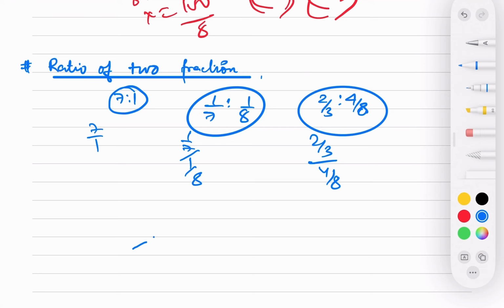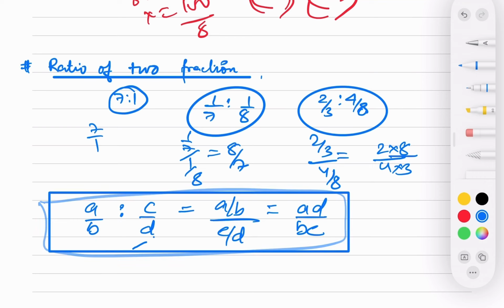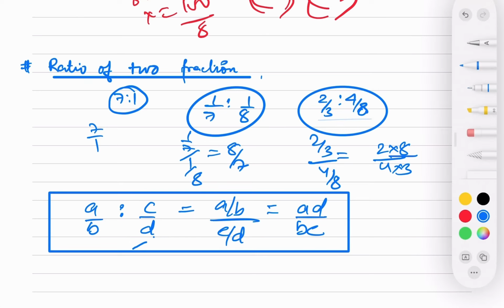कोई इशू? आपको पता है ये क्या हो जाएगा 8/7. ये क्या हो जाएगा, यू नो दिस, 2 × 8/4 × 3, करेक्ट? कोई इसमें इशू है रेशियो ऑफ टू फ्रैक्शंस में? Is any issue with it? So you can write it A by B is C by D. I know that it is nothing but A by B upon C by D. I know that it is AD upon BC. कोई problem, right? So let's go ahead.